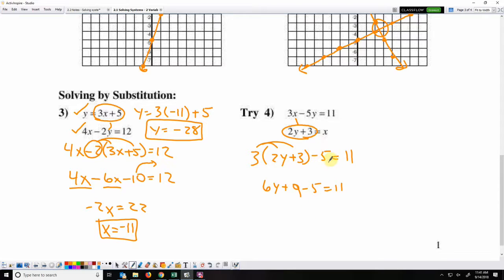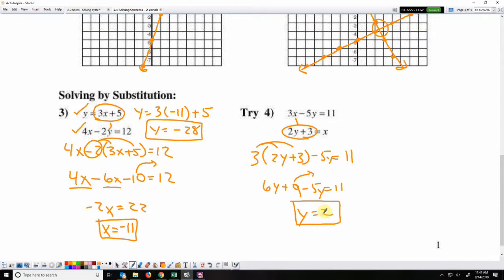Okay, and that actually should be 5y. Okay, that's better. So I've got 6y minus 5y is 1y. And then I can subtract that 9 to the other side and get 2. So I get y equals 2.